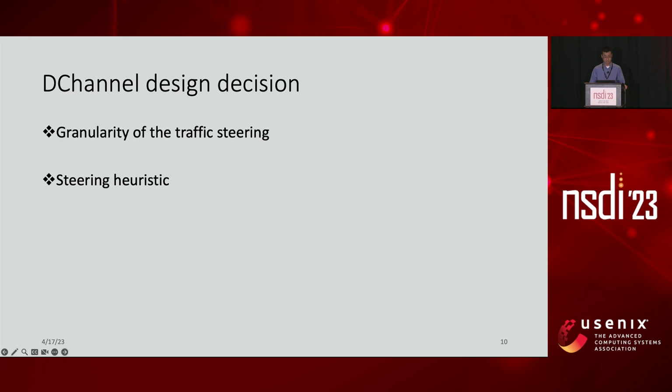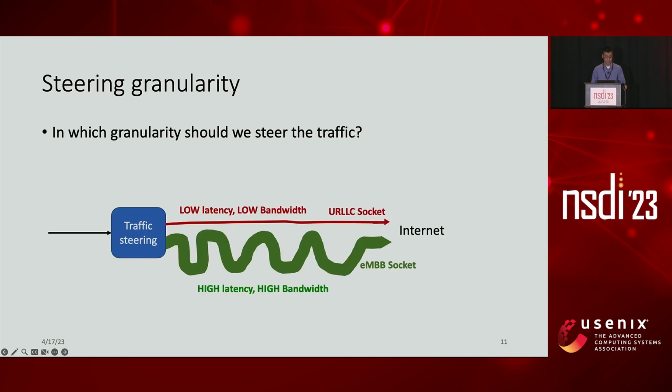Next, I'm going to discuss the DChannel design decisions, which come down to two key points. The first one is the granularity of the traffic steering. The second one is the steering heuristics. The first question is about the granularity: given that we have two channels, at which granularity should we steer the traffic?